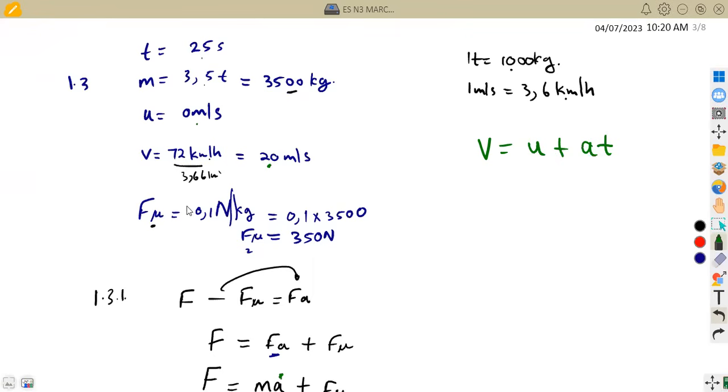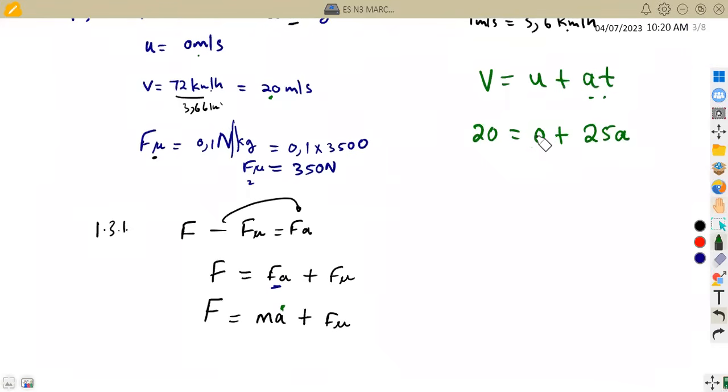So V, our final velocity of 20, is equal to U, the initial velocity of 0, plus AT, whereby T is 25 seconds. So it is going to be 25A. So from there, we can calculate our acceleration. U is 0, so we are going to add nothing, or 0 plus 25A. So 20 is equivalent to 25A. To find A, divide by 25 on both sides. This gives us the value of the acceleration. So 20 divided by 25, that's 0.8 meters per square second.